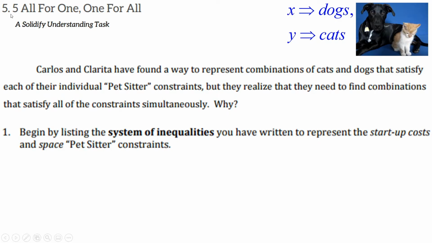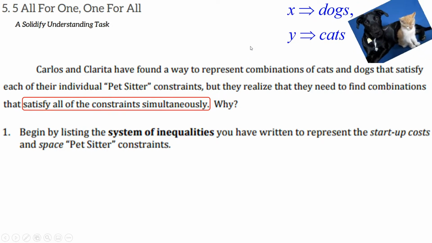And here we are, 5.5, All for One, One for All, a Solidify Understanding task. So Carlos and Clarita have found a way to represent combinations of cats and dogs that satisfy each of their individual pet sitter constraints. But they realize that they need to find combinations that satisfy all of the constraints simultaneously. Why? Well, think about that. These are constraints that have to do with the well-being of the animals that Carlos and Clarita are taking care of. These pets right here.